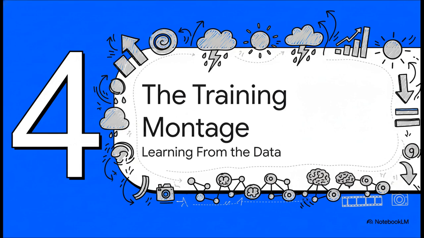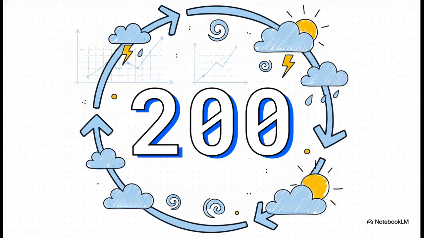And now for my favorite part, the training montage. This is where our AI puts in the hard work, learning from all that data, getting smarter and smarter with every pass. Cue the 80s music. We're going to put it through its paces for 200 epochs. So what's an epoch? Well, think of it like reading a textbook. One epoch means it reads through the entire history of our weather data one time. So we're making it study that history book 200 times over.